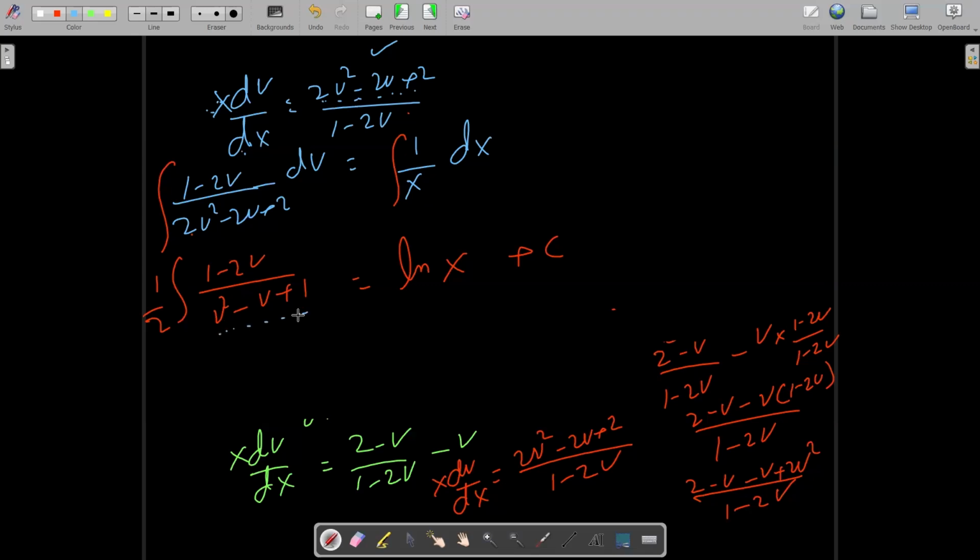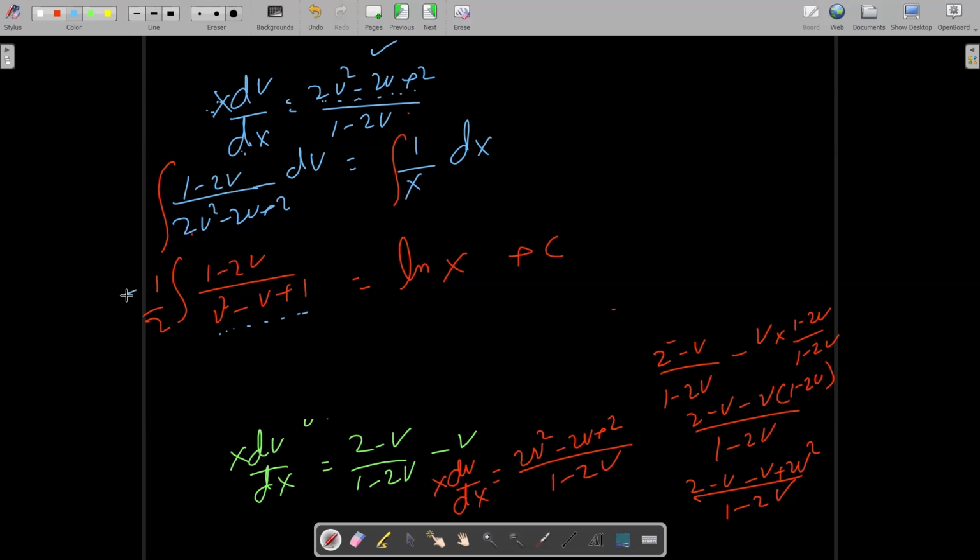Like its derivative will be 2v minus 1. So if we have 2v minus 1 on the top, then we can just apply the formula. But there is 1 minus 2v, like a different thing, right? So how can we do that? We can just convert 1 minus 2v into 2v minus 1. How? We can just multiply and divide with a negative sign.